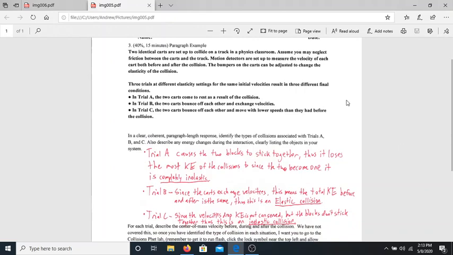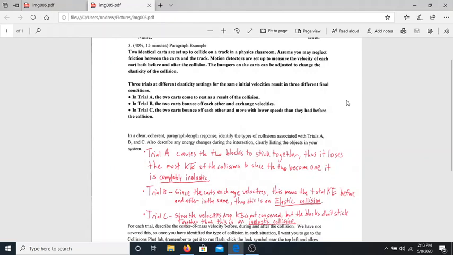So this third FRQ is focused on an experiment where I have two carts and they are being set up so that they're basically going to have the same velocity and they're going to be fired at each other and they're going to crash at some point. All right, and we do it 3 times and we set the collision to do something different each time. Now, in each trial, it defines what happens after the collision.